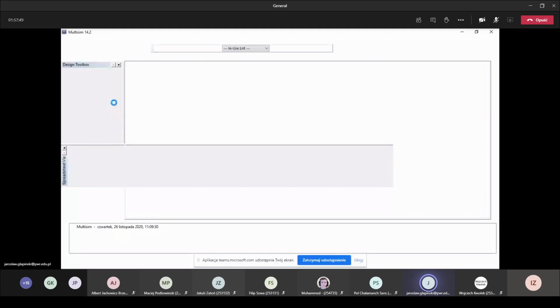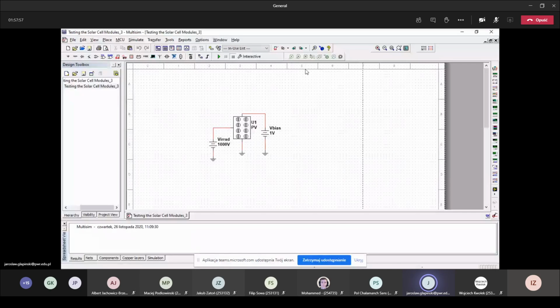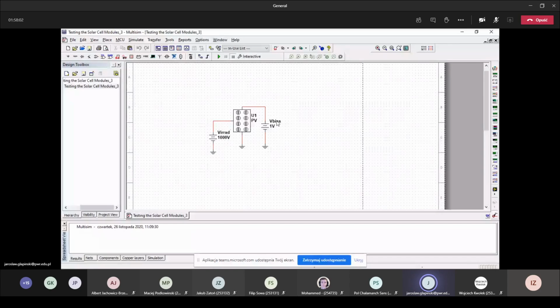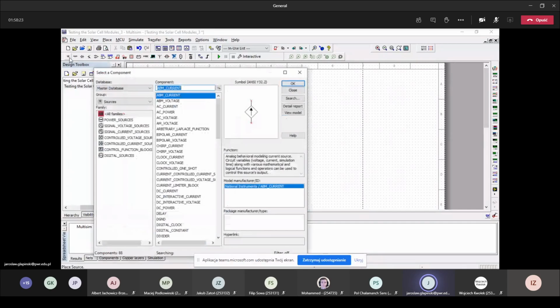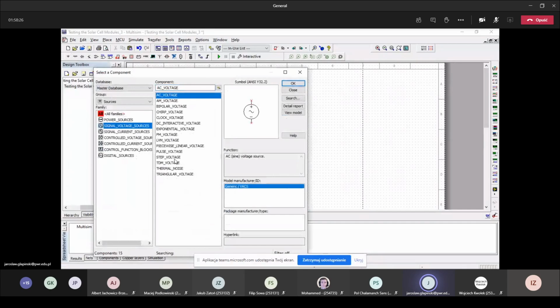Okay, here we've got a simulation of the panel. This corresponds to the amount of light energy, and this corresponds to the output of the panel, the big photodiode, as a matter of fact. So let's say we change this element into voltage, step voltage.